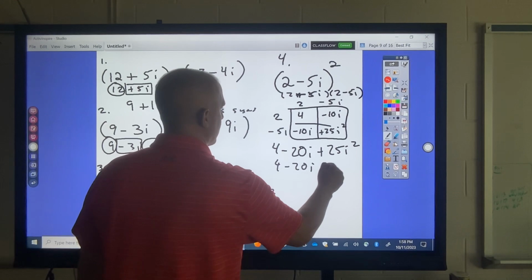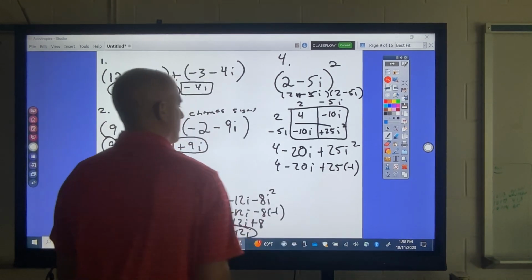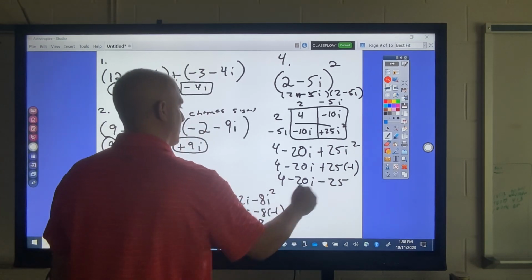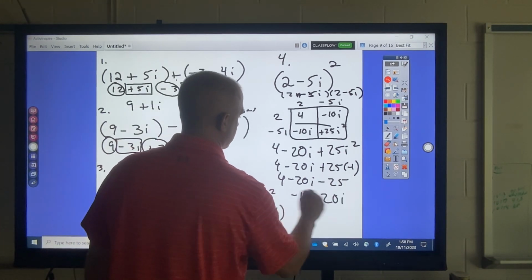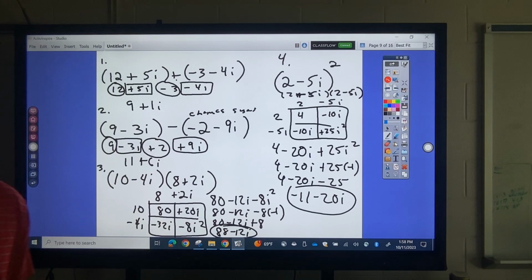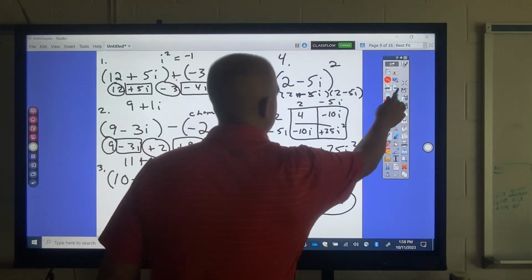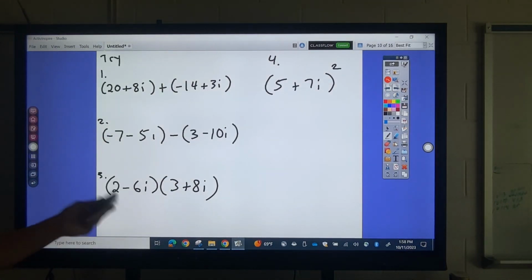We know that i squared is negative 1. So that's going to be 4 minus 20i minus 25. If you combine those, that's negative 21. So a little bit of calculation. The big thing is i squared equals negative 1. All right, so you go ahead and practice those.